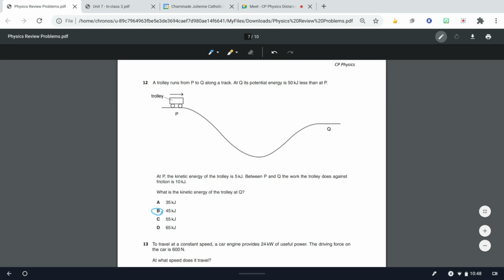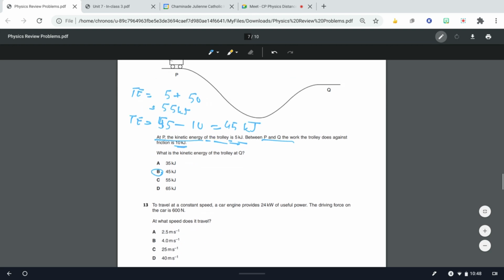Right? So the only way you could do this as well, you've got potential energy at Q is 50 less than P. Right? So we're talking about the total energy of the system here. And at P, the kinetic energy of the trolley is 5 kilojoules. So we know that at P, the energy of the system was 5 kilojoules for the kinetic energy, and 50 more than Q. So your total energy was 55 kilojoules, and then you lost 10 kilojoules to the friction between point P and Q. So the total energy at Q would then be 55 minus 10, and that would give you 45 kilojoules. And that's your answer to part B.